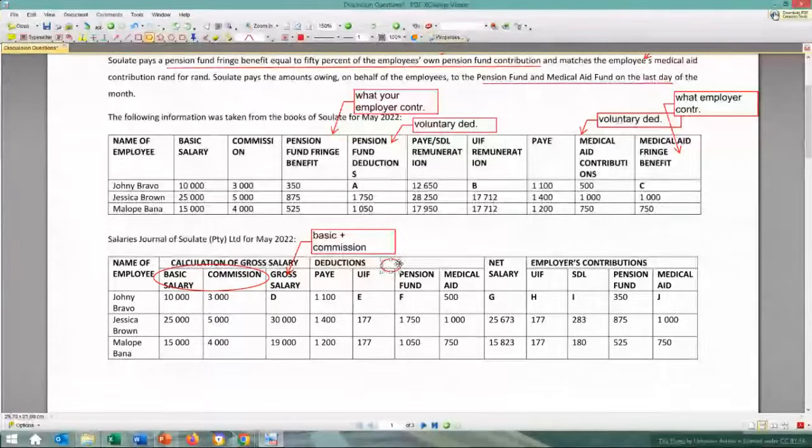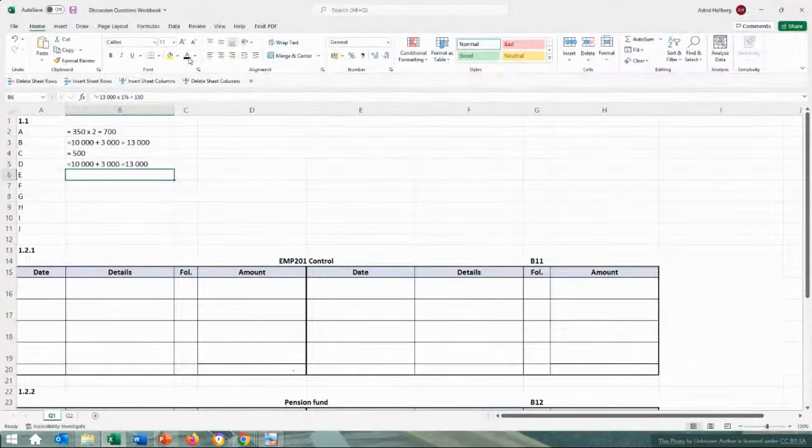So remember, UIF is 1% of our UIF remuneration. Based on that information, what would E be? Okay, so Impedes says 130 Rand. Okay, so it is the 13,000 we've calculated times 1% will give us the 130 Rand. That's absolutely correct.